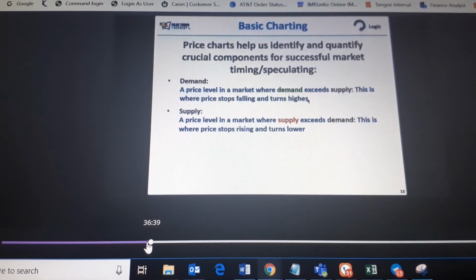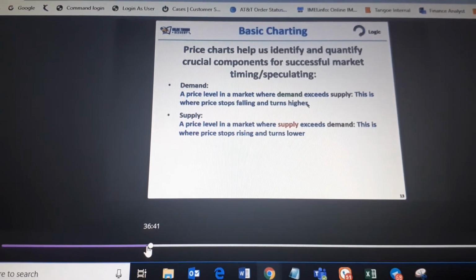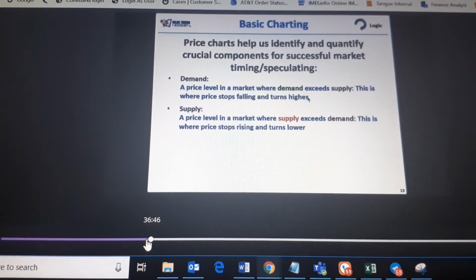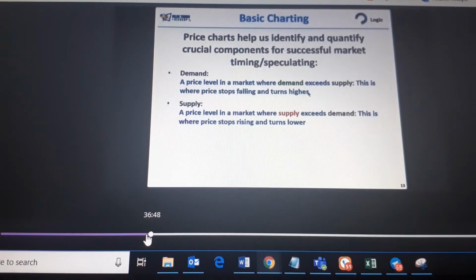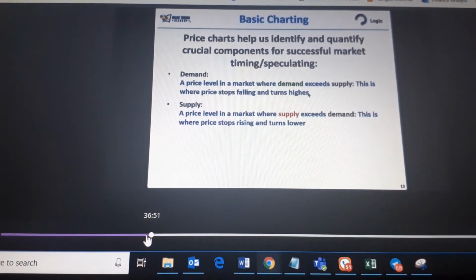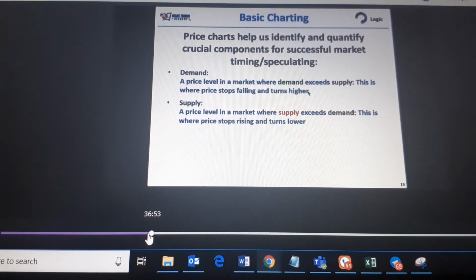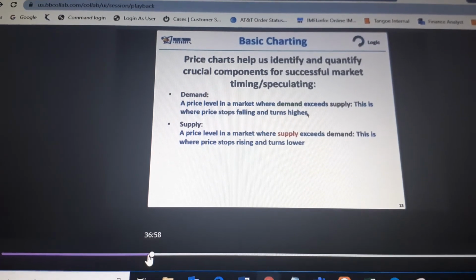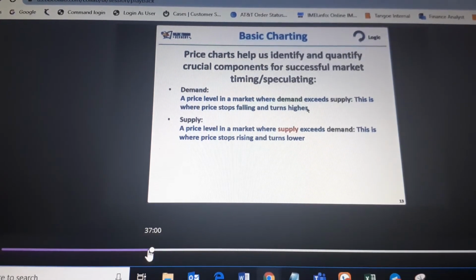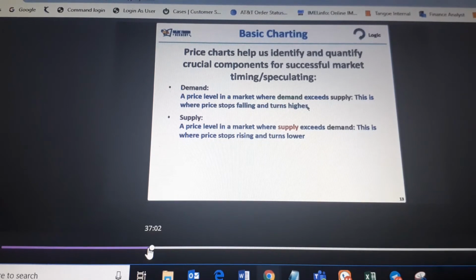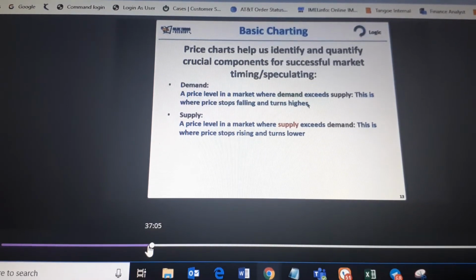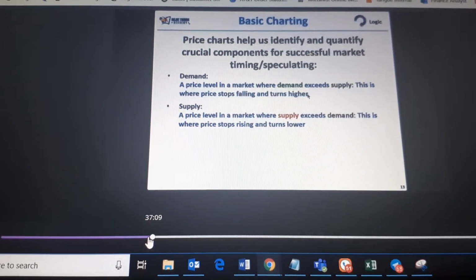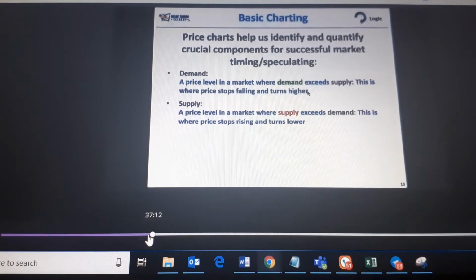So a supply zone is a price level in a market where supply exceeds demand. Okay, so this is where the price stops rising and turns lower. Now what happens here is that in a supply zone, if the prices are coming up, then they will stop at a supply zone and they will start to fall. They will start to reverse from a supply zone. Now, why is that? Because supply is more than the demand. That is why the price stops rising and it starts to fall.